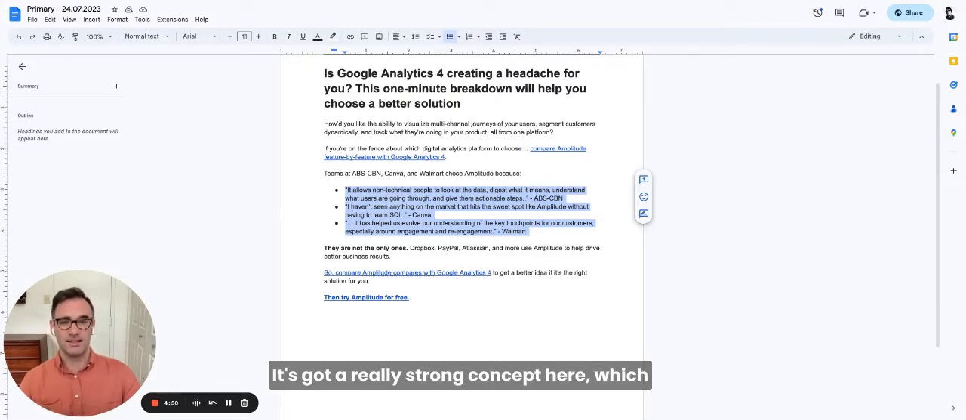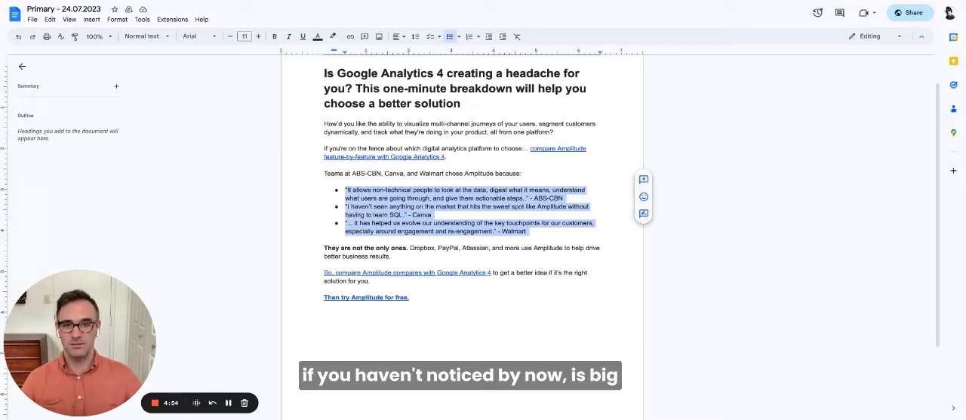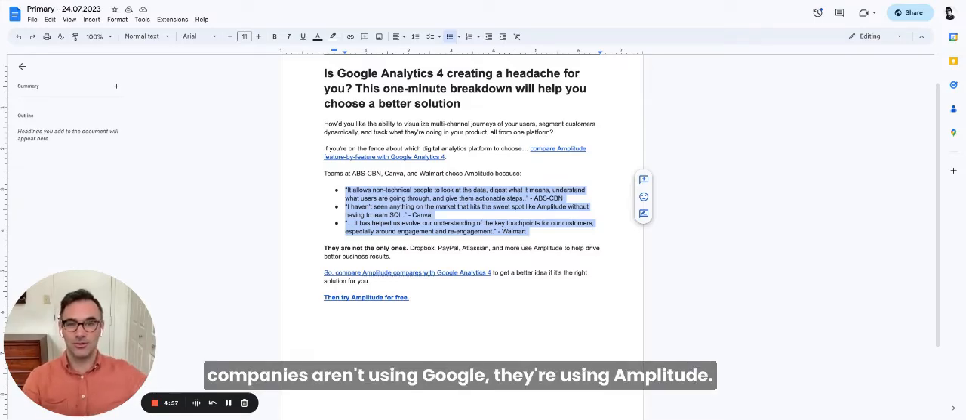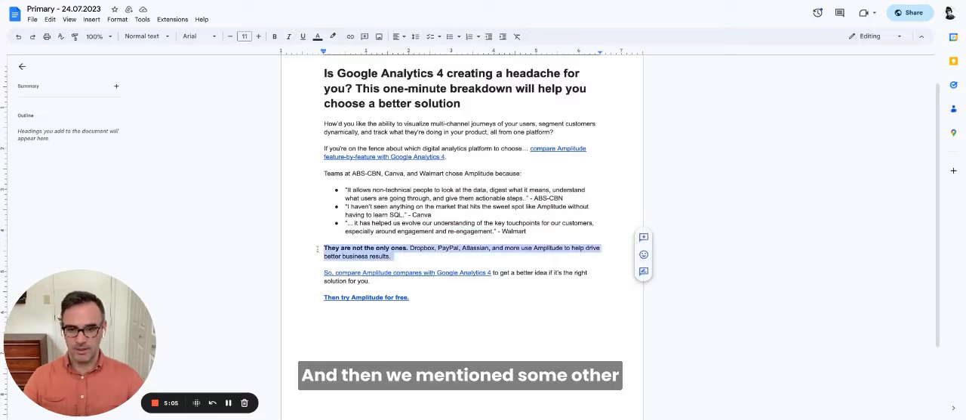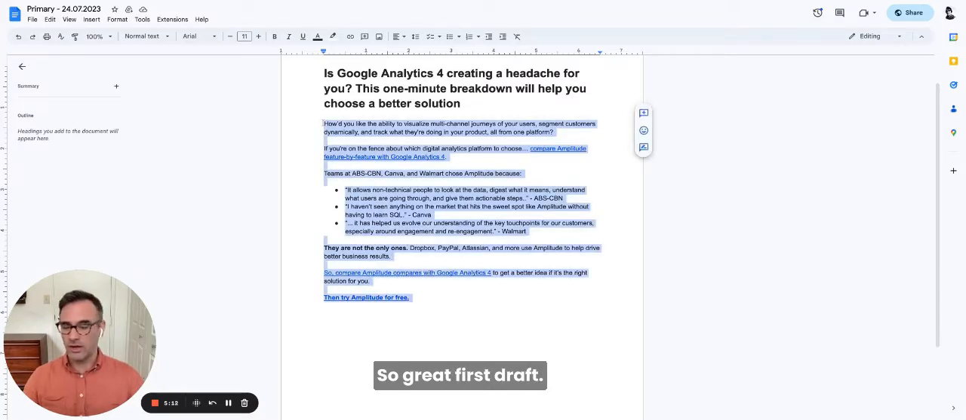It's got a really strong concept here, which, if you haven't noticed by now, is big companies aren't using Google, they're using Amplitude. That to me is the biggest story here, or the biggest angle. And then we mentioned some other names down here: Dropbox, PayPal. These are big names. These are really big names. So great first draft.